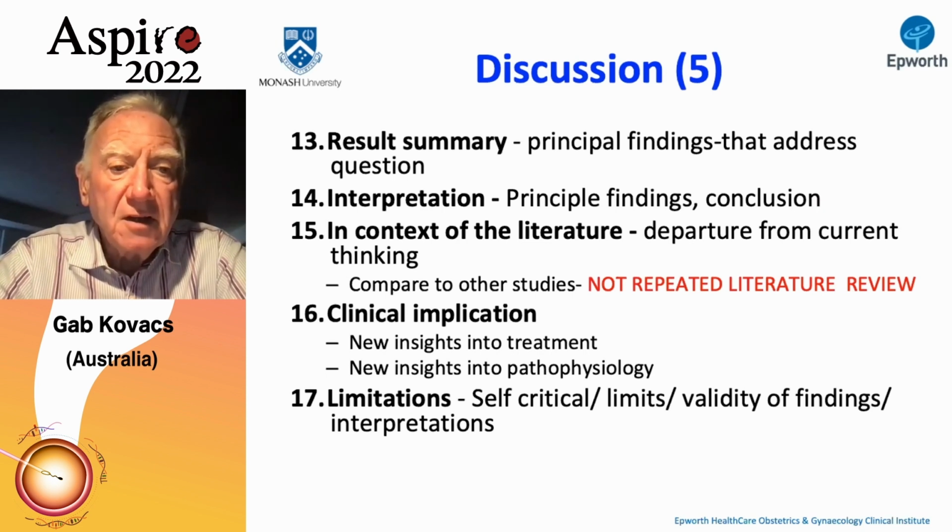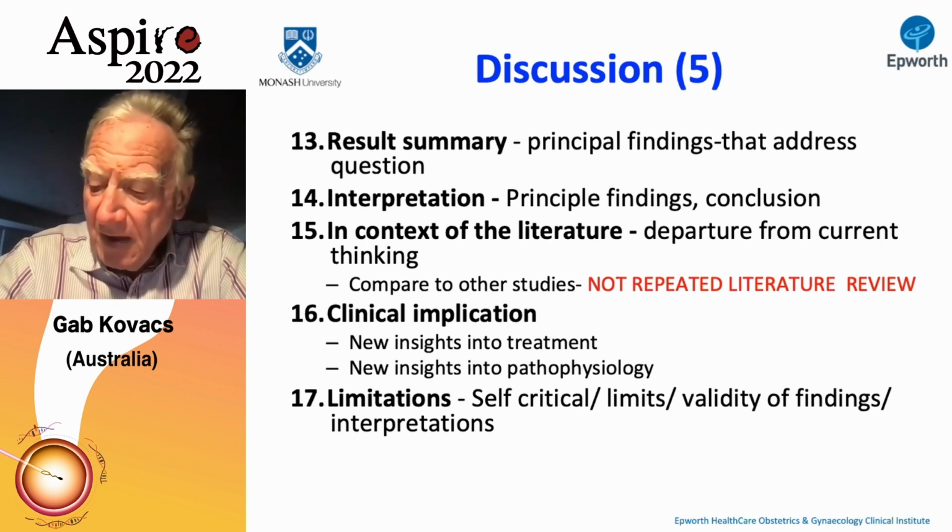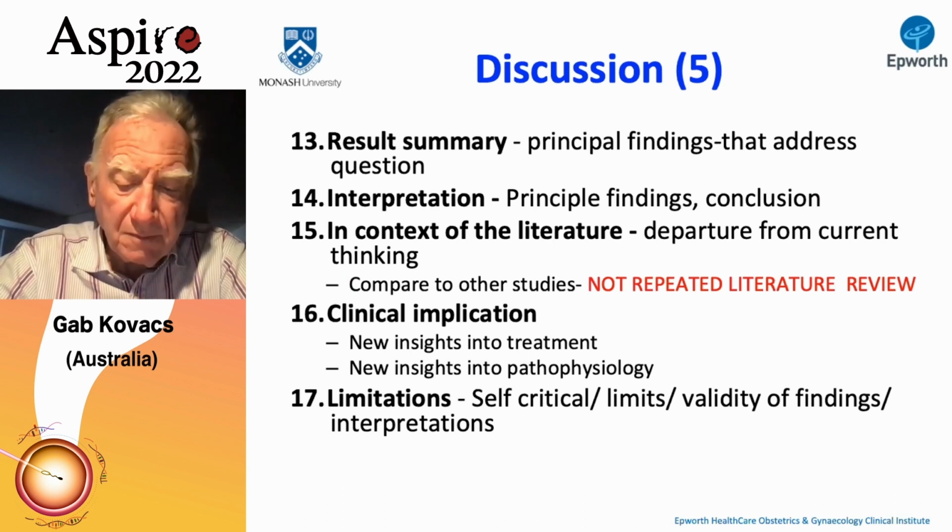Having completed the results, we then get to the juicy part, which is discussion, where we summarize the principal findings and make some conclusions. And although we compare it to the existing literature, we must not do a repeated literature review at this stage. Finally, we have to state what are the clinical implications of our study, the new insights, and of course, we should be self-critical and have our limitations.